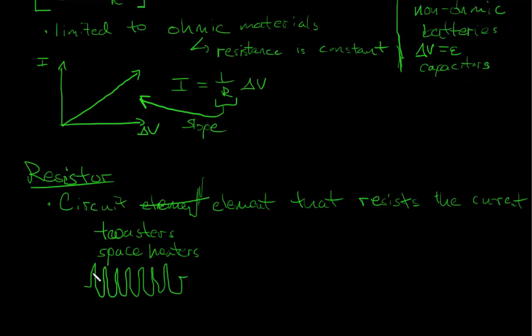And then as the current comes in, this creates a lot of resistance. So the electrons build up and it heats up. And so it gives off thermal energy. And that's how the toaster works.